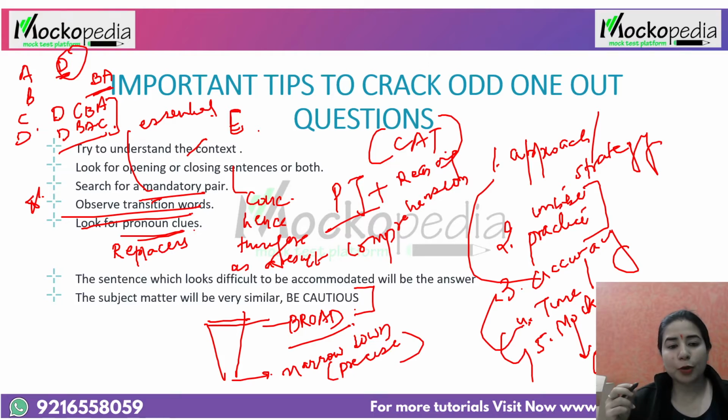So you have to be careful and cautious, especially with those odd one out questions where there's a paragraph like the one we are discussing, because the subject matter would be very similar. So students do get swayed towards incorrect answer choices. Be sure that it is not fitting the context and then you put it out, right? So these are a few suggestions.